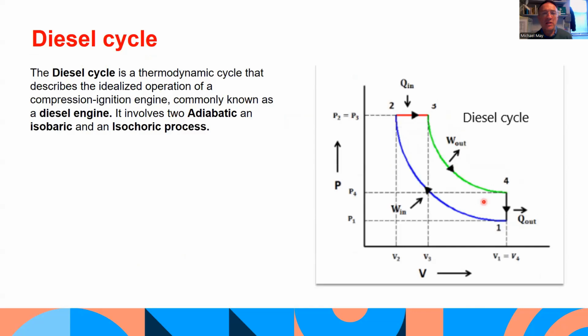And the diesel cycle, it's a thermodynamic cycle that describes the idealized operation of a compression ignition engine, commonly known as a diesel engine. It involves two adiabatic, an isobaric and an isochoric process. So you've got the isobaric here, you've got the two adiabatic ones here, and then you have the isochoric process.